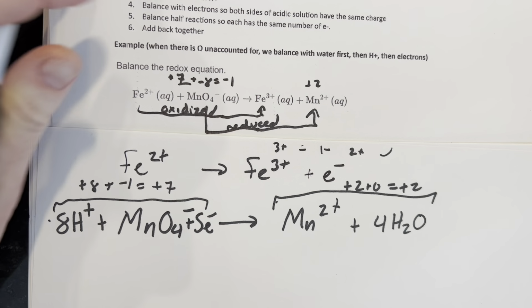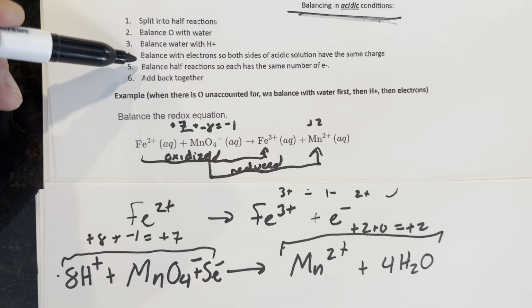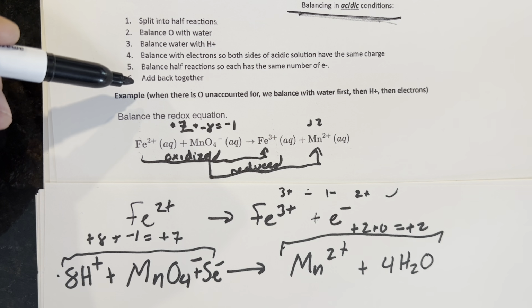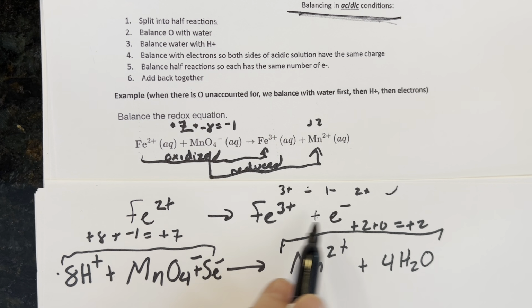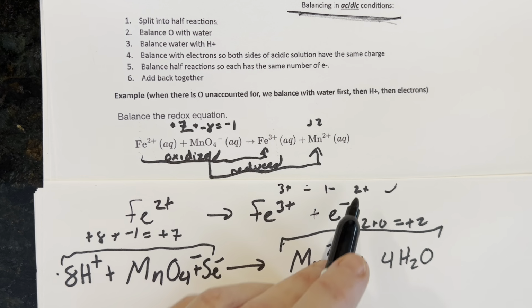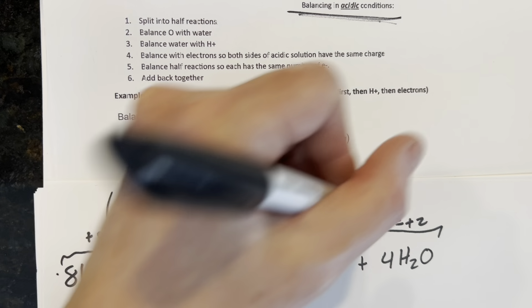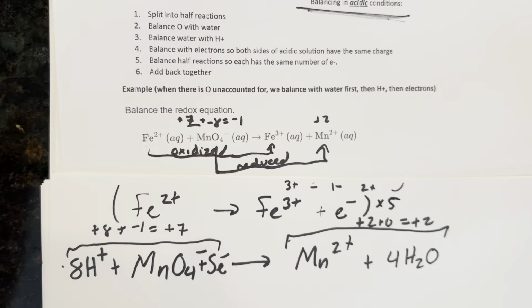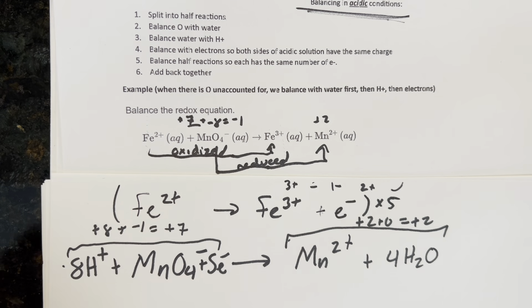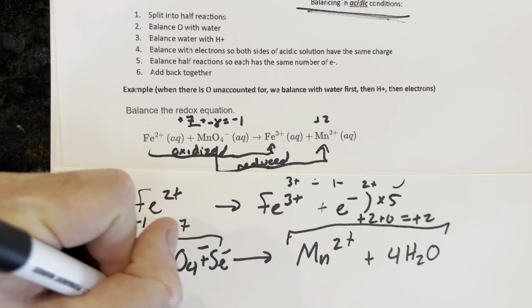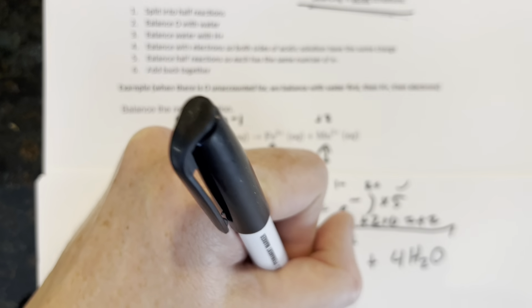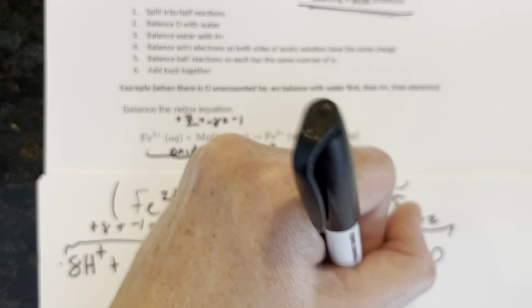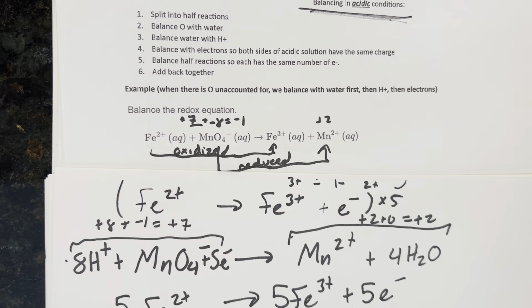All right, now we can go back through and add them back together. But before we do that, we have to make sure that they have the same number of electrons. This has 5 here, but this, if you remember, only has 1. They have to have the same number of electrons before you can add them together. So we'll have to multiply that by 5. If I were to rewrite that reaction, it would be 5 Fe2+ yielding 5 Fe3+ plus 5 electrons.